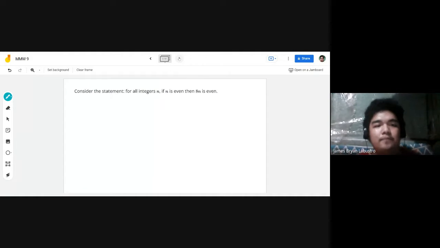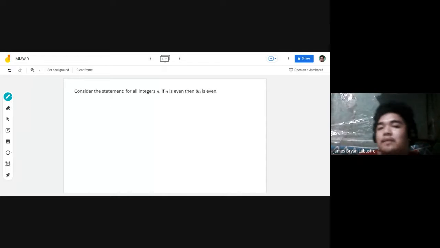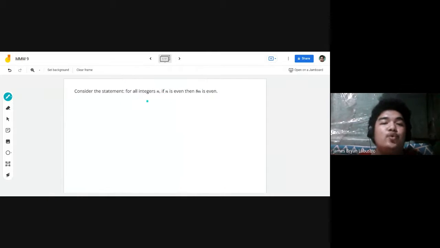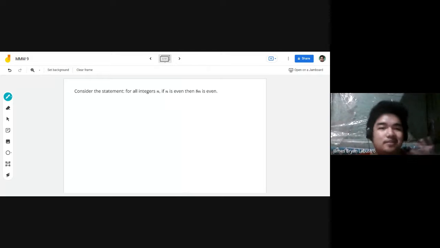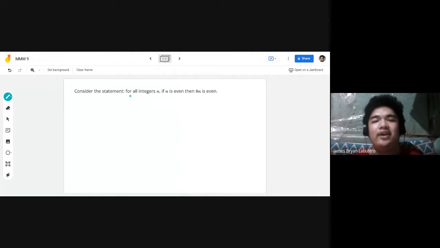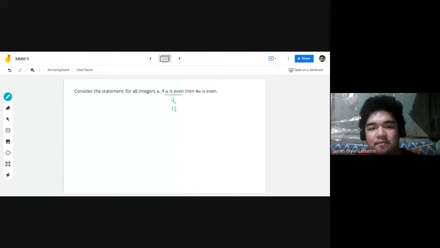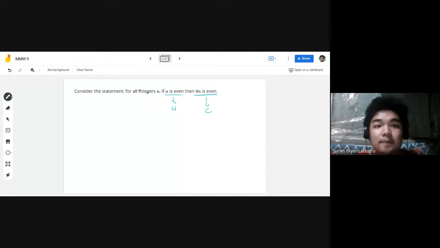And for the second example, we have: for all integers n, if n is even, then 8n is also even. So how are we going to do that? Just like in the first example, we let n be something. So n is the hypothesis, and 8n is the conclusion, just so you know. So we're going to prove that 8n is even.